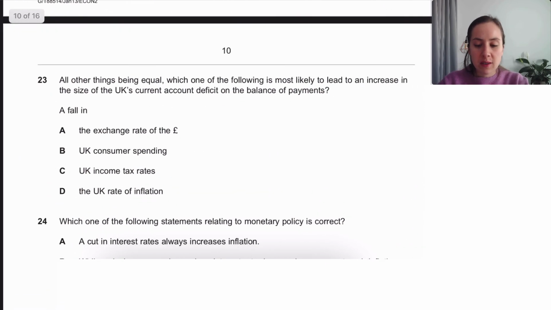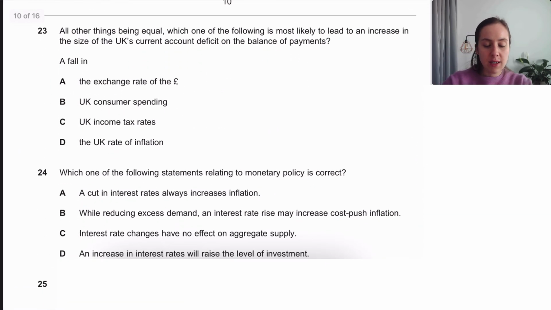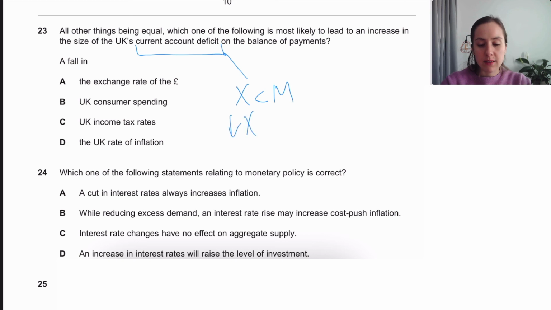Which one of the following is most likely to lead to an increase in the size of the current account deficit? That, at the Year 12 level, is okay to think about in terms of X smaller than M. An increase in the deficit means things are getting worse. So X is falling and M is increasing. So this question is asking what caused that?